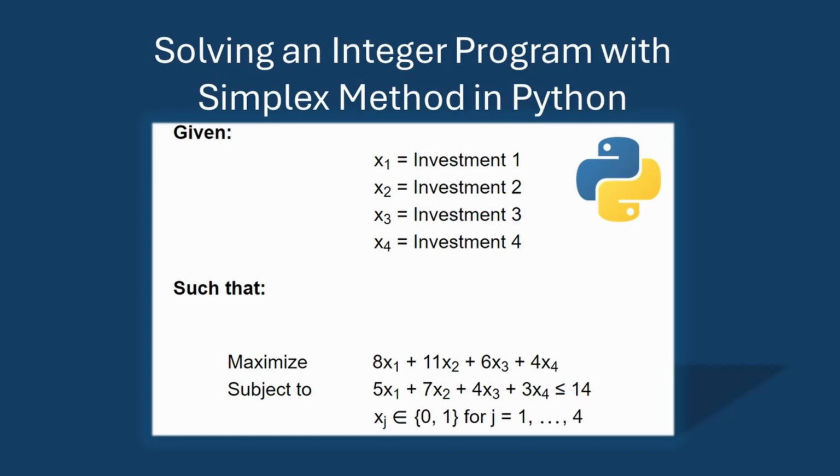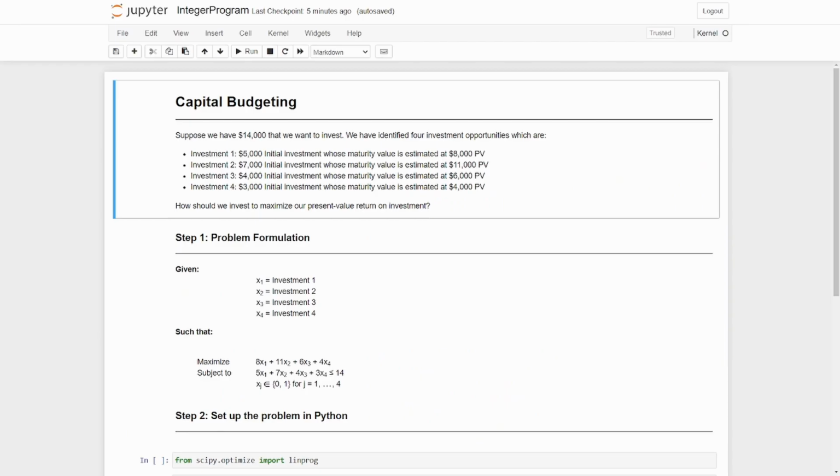Today we're going to talk about how to solve an integer program in Python. So in this video, we're going to be looking at a capital budgeting problem. Suppose we have $14,000 that we want to invest.